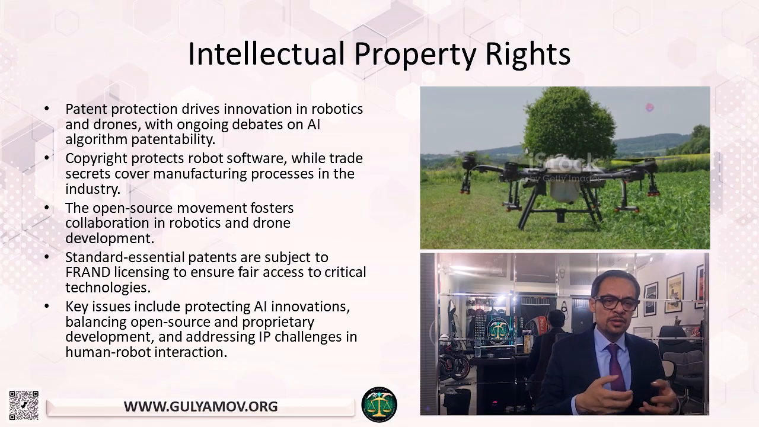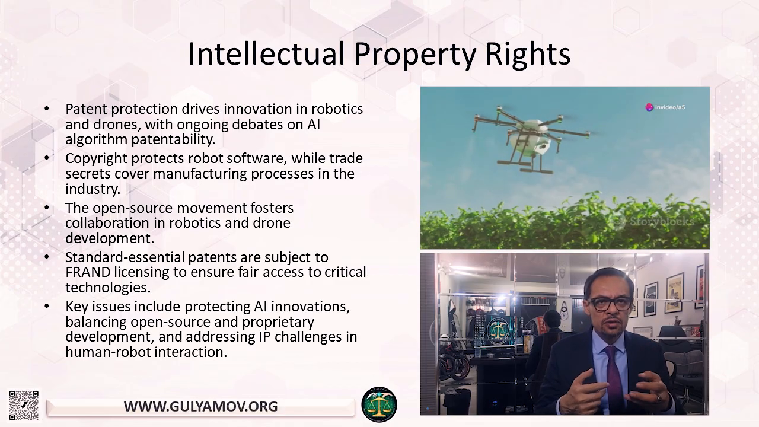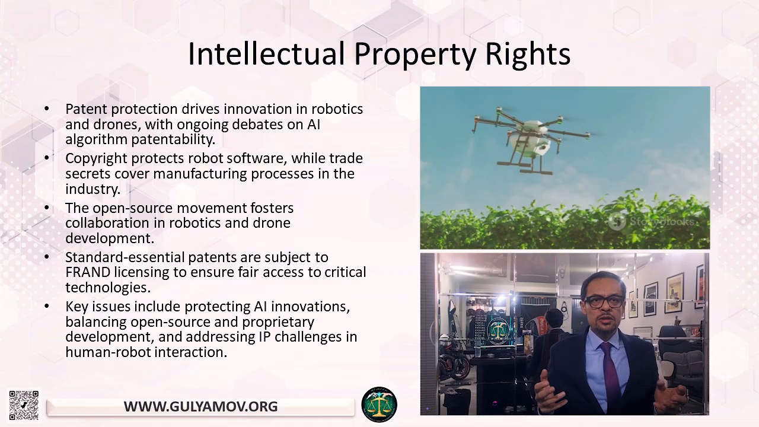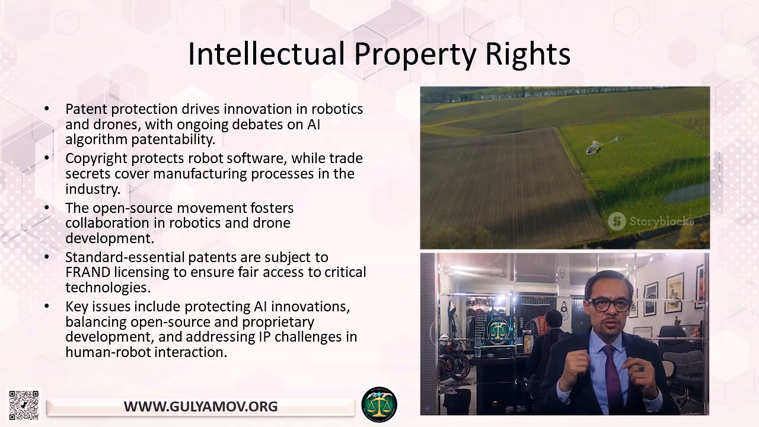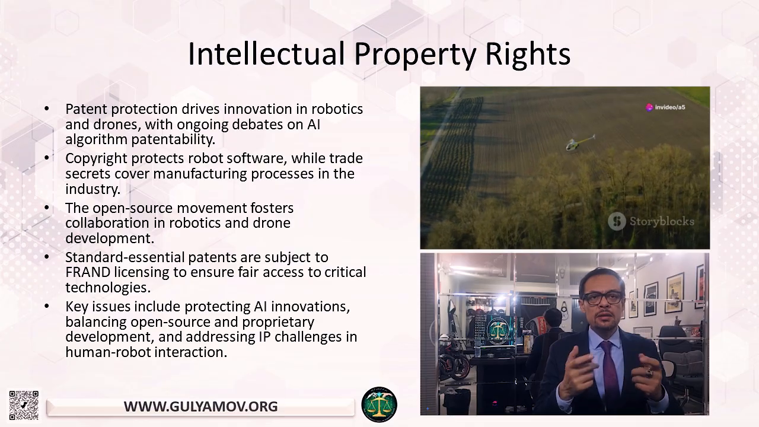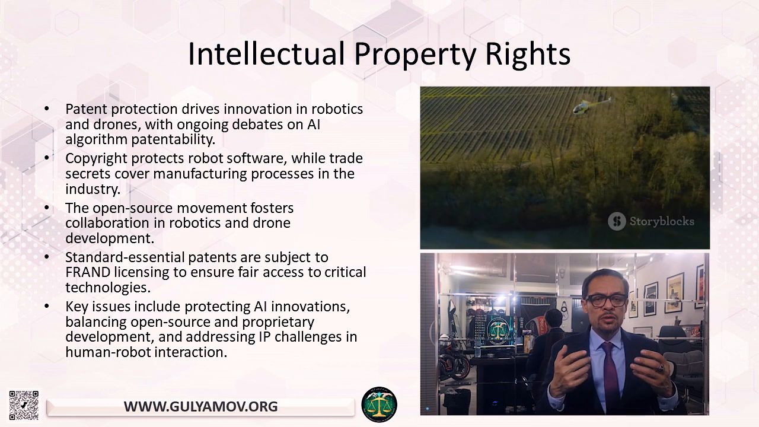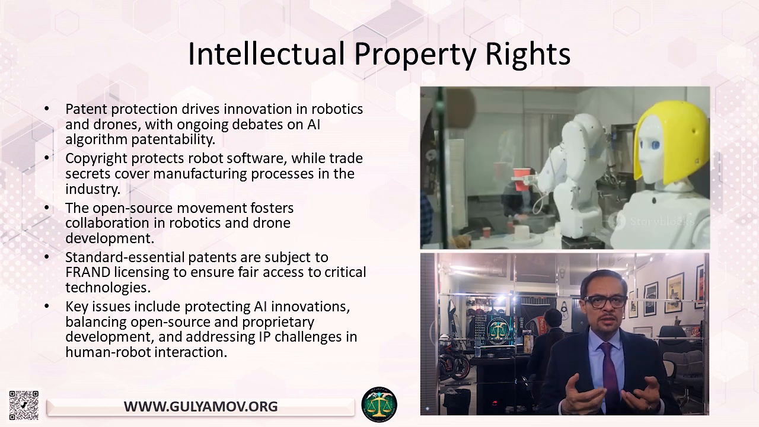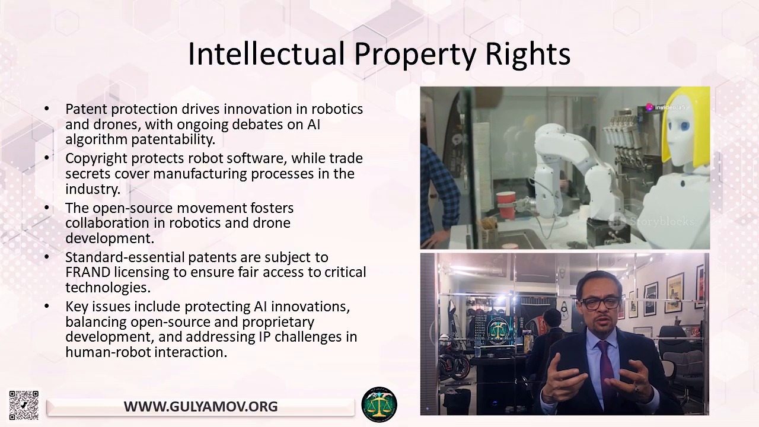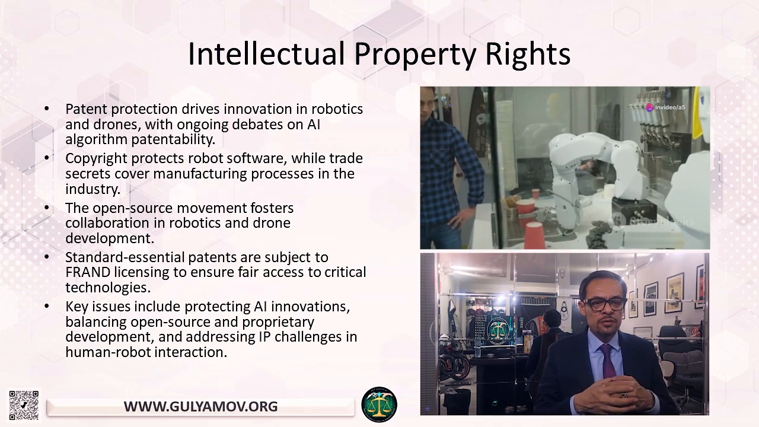Intellectual property rights. Intellectual property rights, as illustrated on our slide, play a pivotal role in shaping the landscape of robotics and drone innovation. Patent protection serves as a primary driver, spurring advancements while simultaneously raising complex questions about the patentability of AI algorithms. Copyright law extends its reach to robot software, while trade secrets safeguard valuable manufacturing processes. The open source movement introduces a fascinating dynamic, fostering collaboration in an industry often characterized by proprietary development. Standard essential patents, subject to FRAND licensing, ensure fair access to critical technologies.